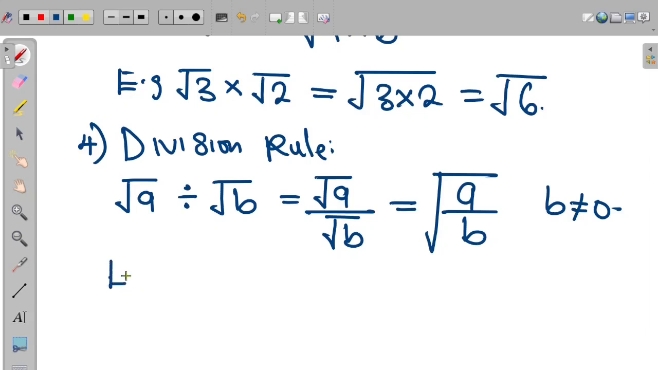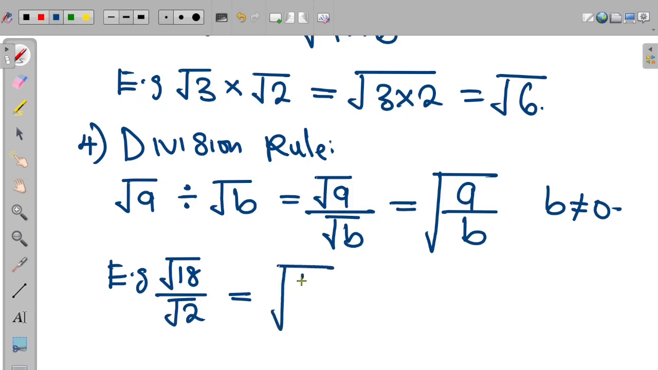So for example, if we have root 18 divided by root 2, from the division rule, this can be expressed as root of 18 divided by 2, and 18 divided by 2 is 9, so this is equal to root 9, knowing that 9 is a perfect square, so this is equal to 3.